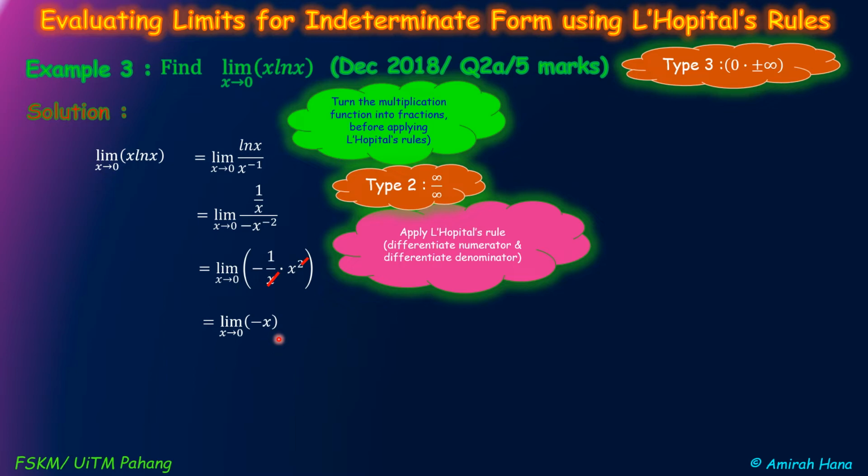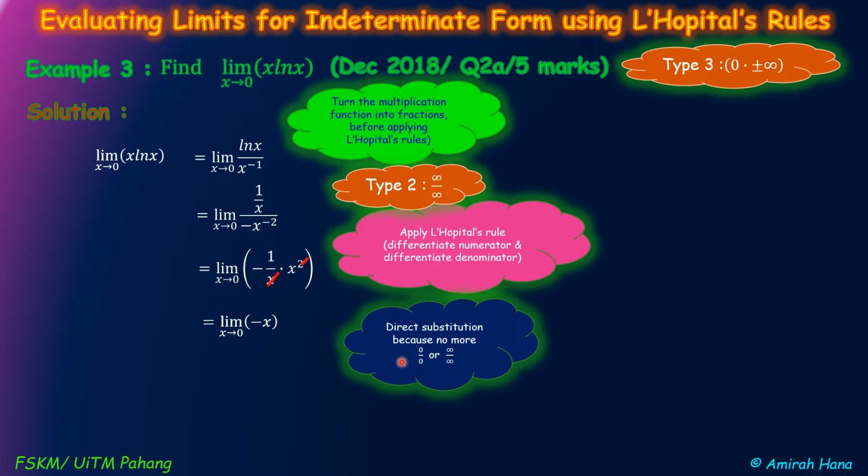After we simplify, we have limit x to 0 of -x. From here, we can use direct substitution because it is no longer in the form of 0 over 0 or infinity over infinity. When we substitute 0 into variable x, we have -0. So we just put 0 here, because 0 is neither negative nor positive. This is the final answer.